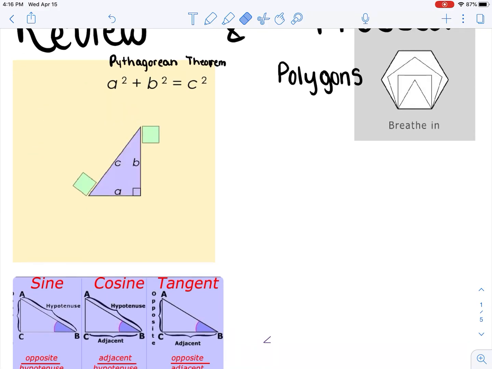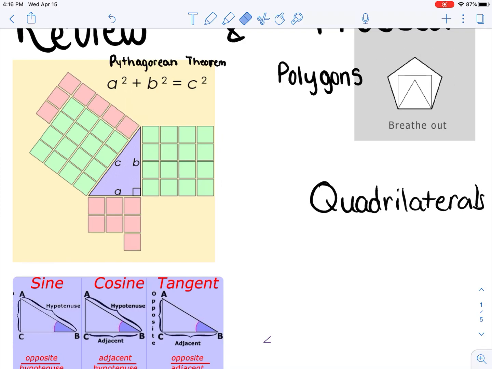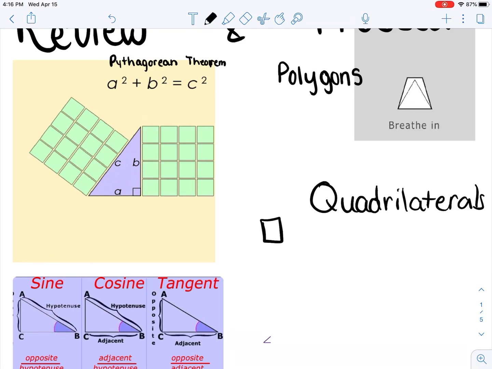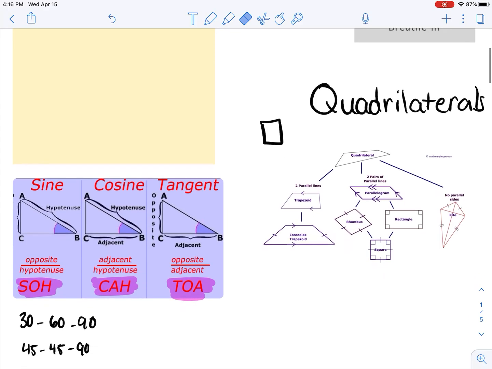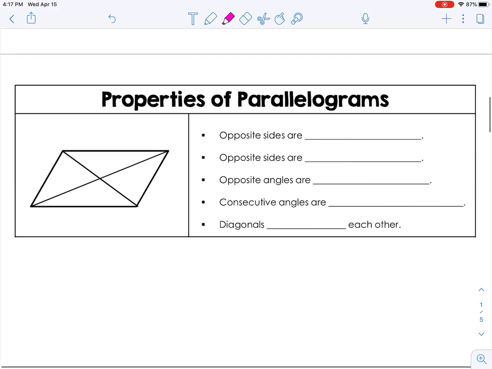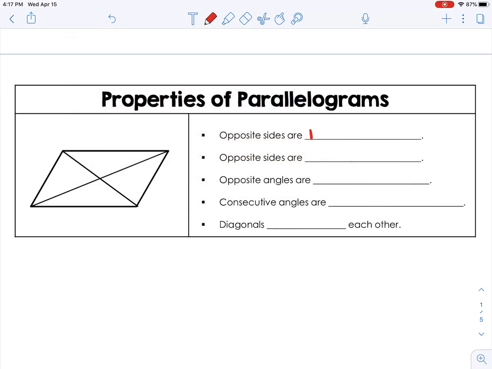So, quadrilaterals are four-sided shapes. The most famous quadrilateral that you know is probably a square, but there are many more quadrilaterals. And so, we are going to talk today about the parallelogram and all of its properties. So, getting started, we got to know, what is a parallelogram? Well, a parallelogram is a quadrilateral, a four-sided polygon where the opposite sides are parallel.